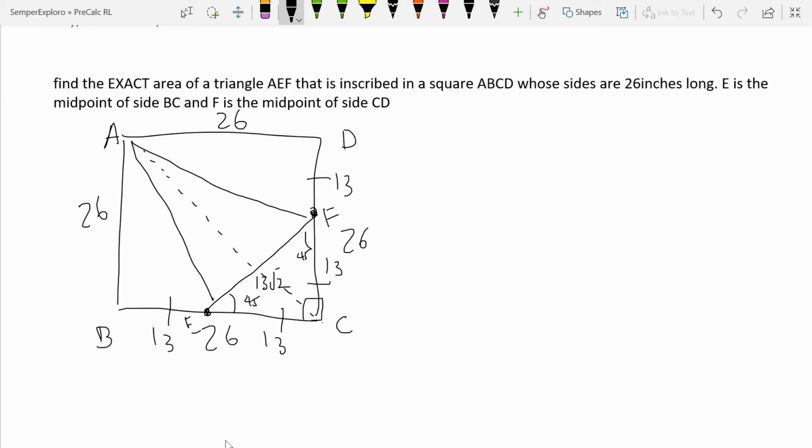So first, this part, let me use a different color. This part and this part are 45 degrees respectively, because remember the diagonal bisects the whole thing. So this is 26, this is 26. I am using the whole length, so here and here. Therefore, my length of this must be 26 root 2, and that's for this whole thing.